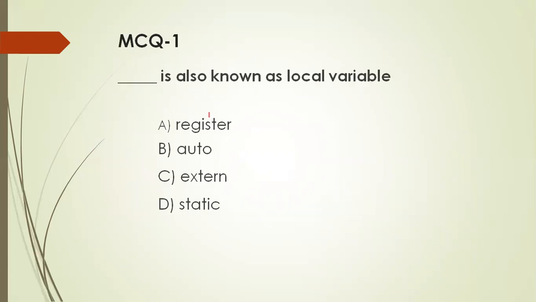Let us revise what we have studied through some simple multiple choice questions. Dash is known as a local variable. Another name for a local variable is automatic variable or auto. The correct answer is B.